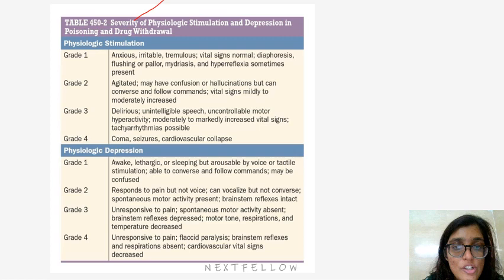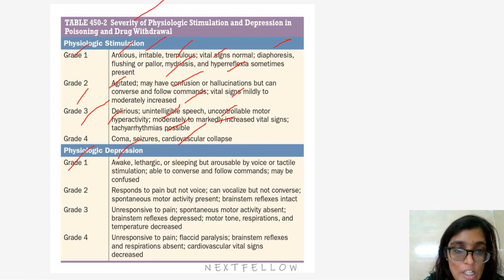Severity of physiologic stimulation and depression, poisoning and drug withdrawal. Physiologic stimulation: grade 1, the patient is anxious, irritable, tremulous, vital signs normal, diaphoresis, flushing, pallor, mydriasis and hyperreflexia sometimes present. Grade 2, the patient is agitated, may have confusion or hallucination, but can converse and follow commands. Vital signs are mildly to moderately increased. Grade 3, the patient is delirious, unintelligible speech, uncontrollable motor hyperactivity, moderately to markedly increased vital signs and tachyarrhythmia is possible. Grade 4 is coma, seizures and cardiovascular collapse.